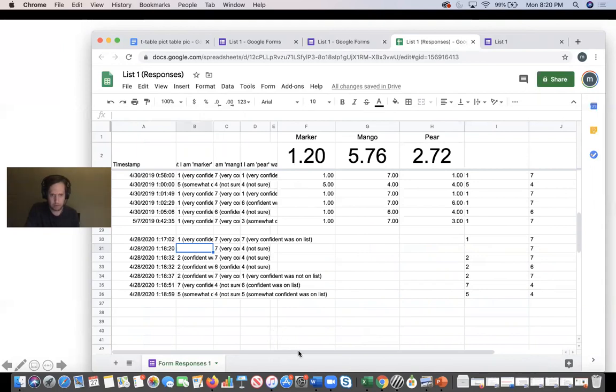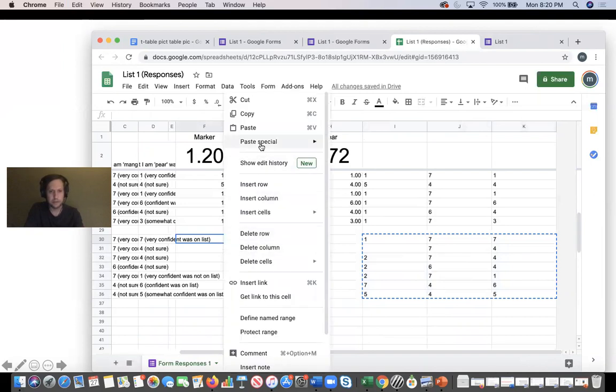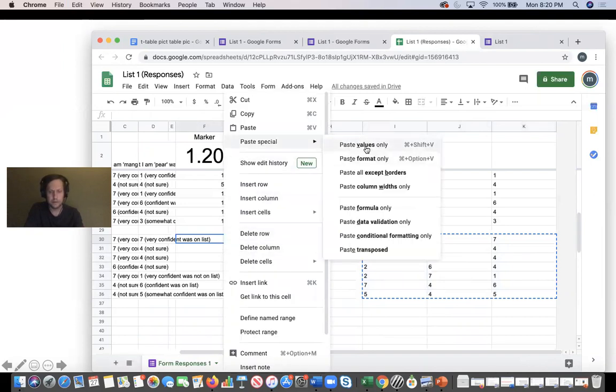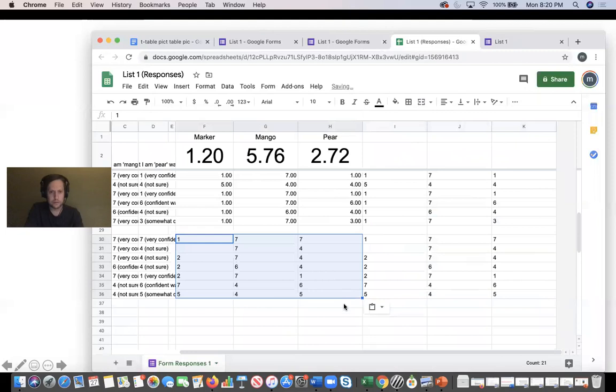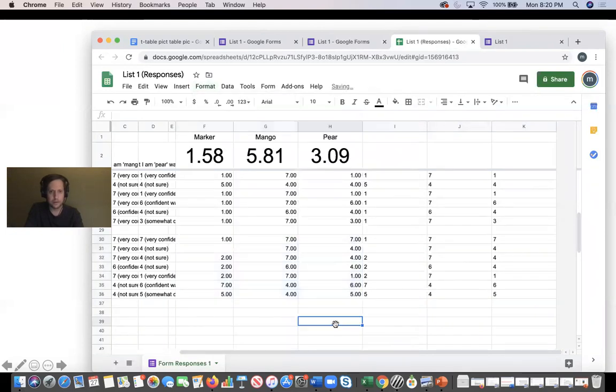Okay. Some missing data points, but that's okay. Copy and pasting here, paste special values, turn these things into numbers, format number. All right, and so here are the means. So we incorporated you guys today, and here are the means of these 3 conditions right here.